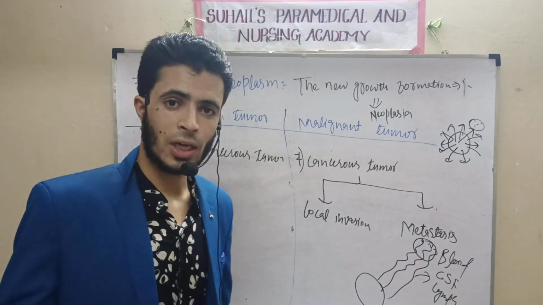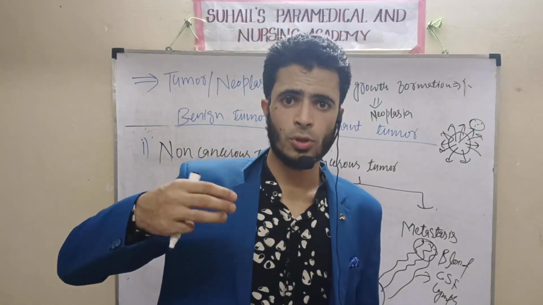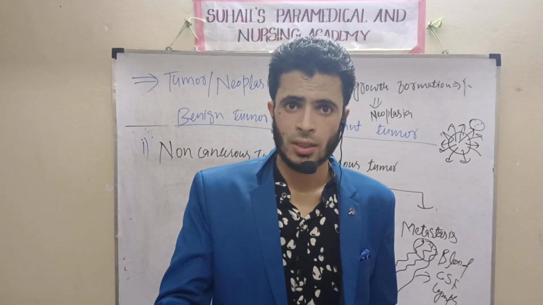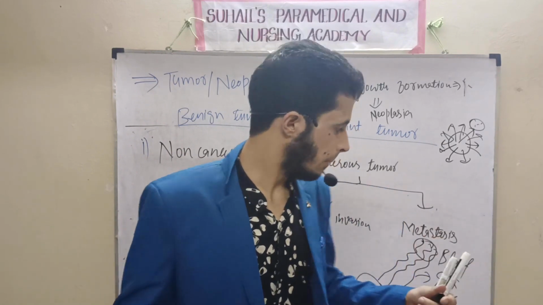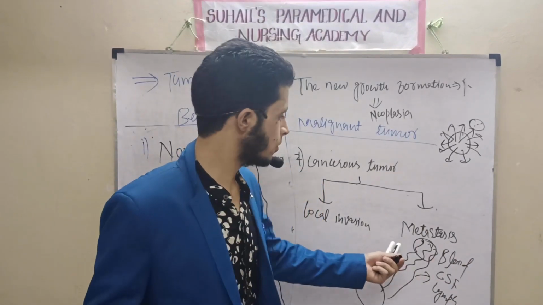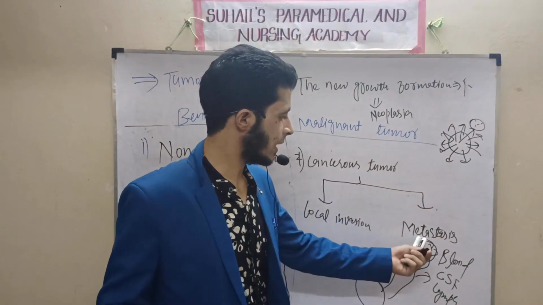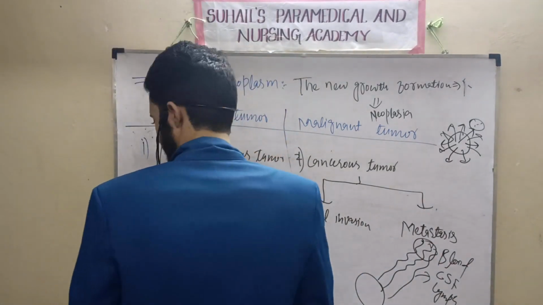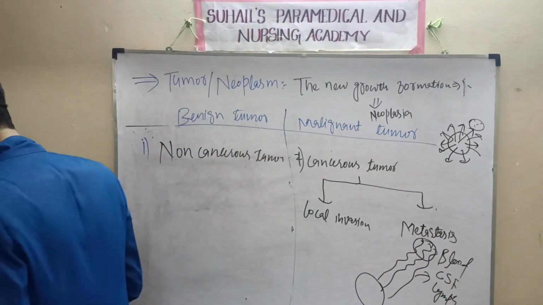Okay, you can see there are some tumors which are benign tumors in the body. They go to the other body parts also. They reach the other body parts also by means of blood, mostly by means of lymph or by means of CSF. Those tumors are called malignant metastatic tumors, because they show metastasis.